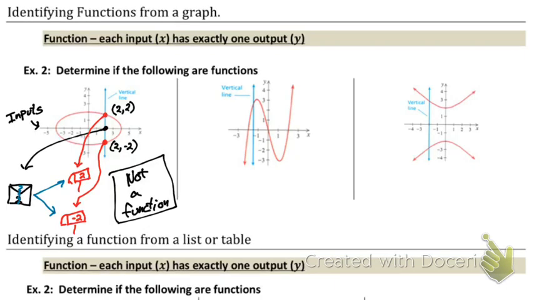All right, the next one. No matter where I put the line all the way across there, it only hits 1 point at a time. Maybe I'll circle that 1 point. It's right here. No matter where I put it, that's the most places I can hit. So this is going to be a function.